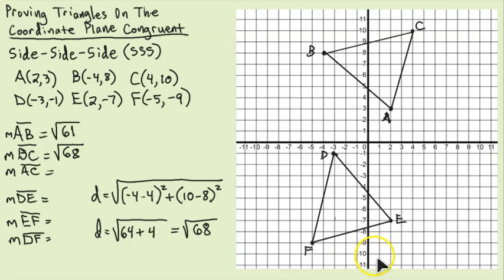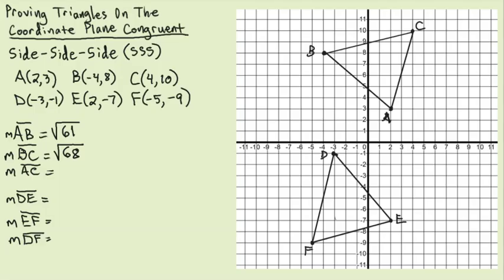Okay. All right, now let's do AC. To do AC, we need the point (2, 3) and the point (4, 10). Okay. So our x values are 2 and 4. So distance is going to be the square root, 2 and 4. We'll do 4 minus 2. That's easier.